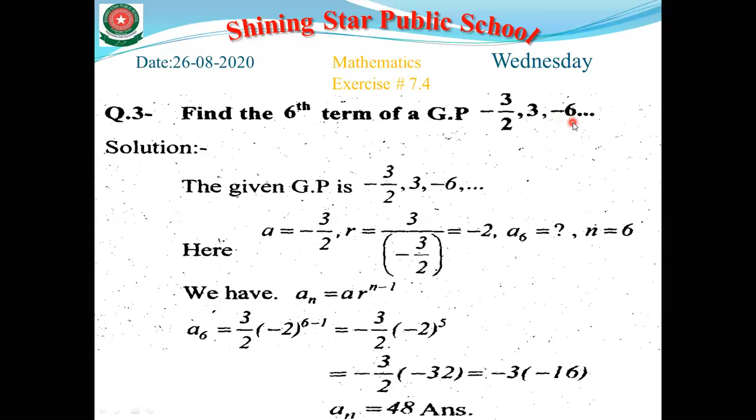It's very simple. So we have to find A6, put the values in the formula. Now N is 6, A is minus 3 over 2, R is minus 2. Again N is 6, minus 1, 5. Minus 2 power 5 is minus 32. 2 ones are 2, 2 sixteens are 32. Now minus minus plus, 3 multiply 16, 48. Simple. A6 is equal to 48.